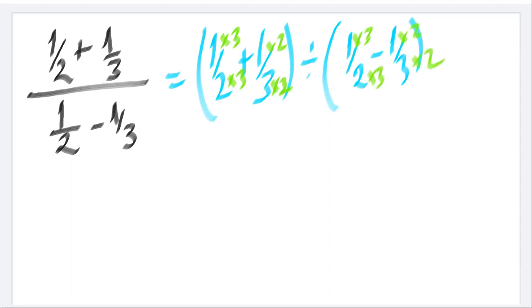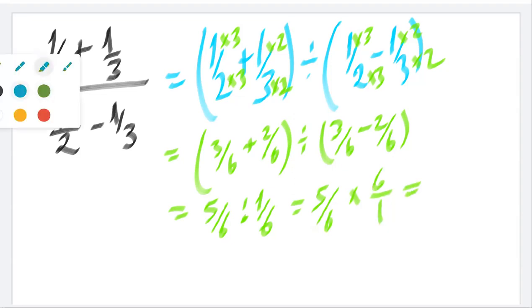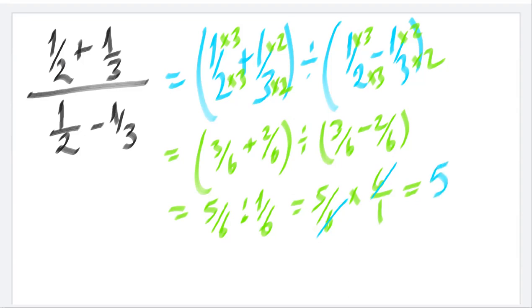Let's equalize our fractions first, make them like fractions. So 3/6 plus 2/6 divided by 3/6 minus 2/6. So this is 5/6 divided by 1/6. And division means change into multiplication, reverse the second one and multiply. If you look carefully, we can do simplification first, so only 5 is left.